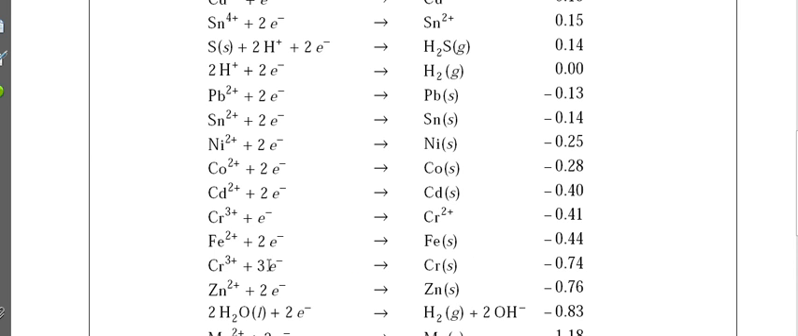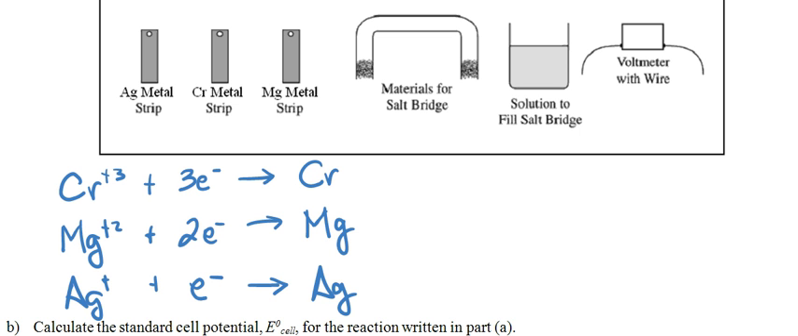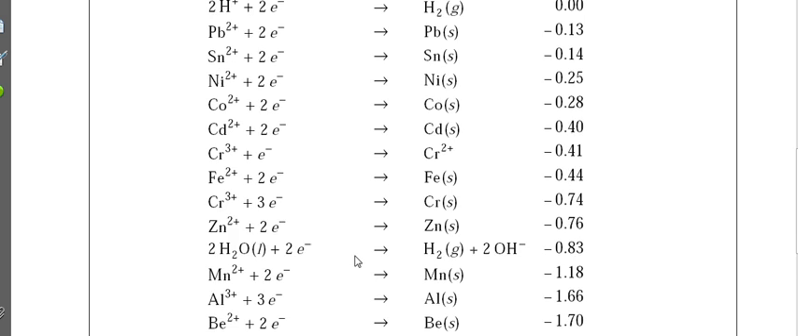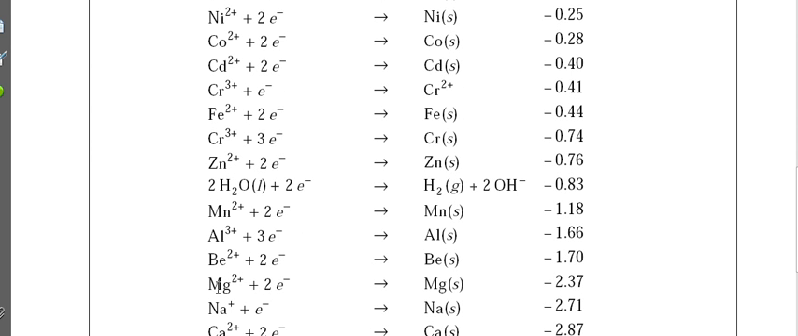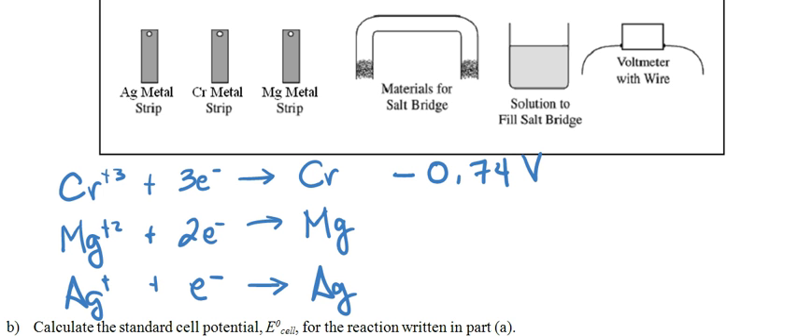It's the chromium +3 absorbing 3 electrons, forming chromium solid, and that has a voltage of negative 0.74. So we'll go ahead and write that down real quick. Okay, and this is just information. We're not writing anything down yet. We're not even beginning to answer question part A here. Magnesium, so go back to the standard reduction potential sheet. Find magnesium, and here it is. Magnesium +2, 2 electrons, forming solid magnesium. Has a voltage of negative 2.37. So we'll write that value down.